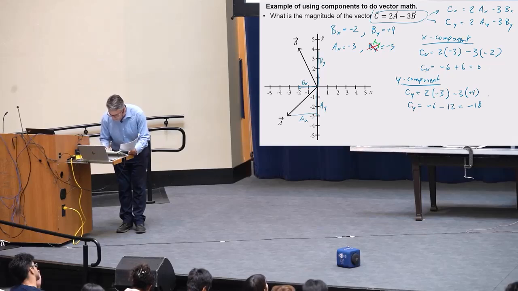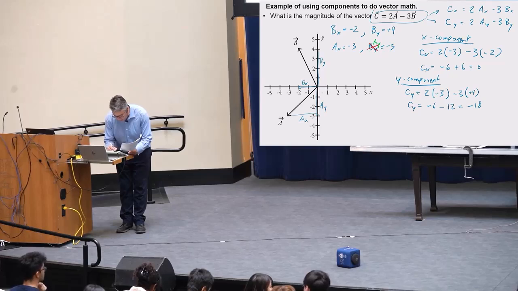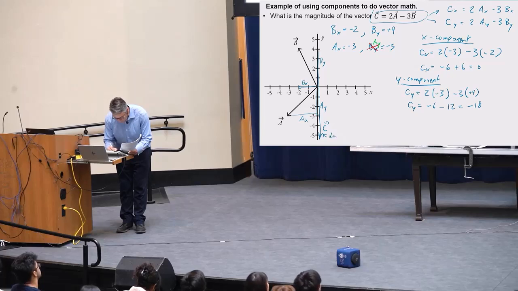So now we have the components of c, so I guess we can try to draw it. It's some vector which goes down here, c, it goes down to 18.